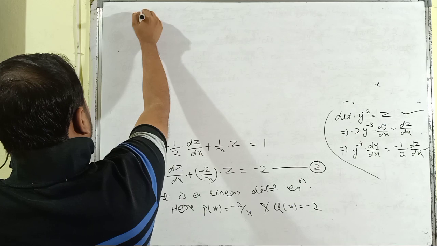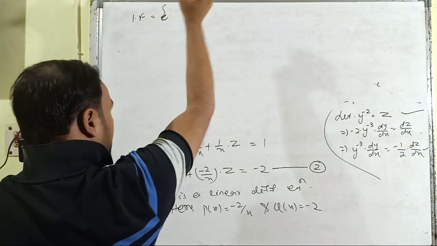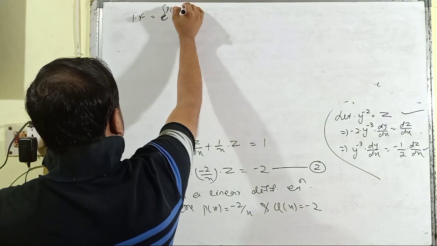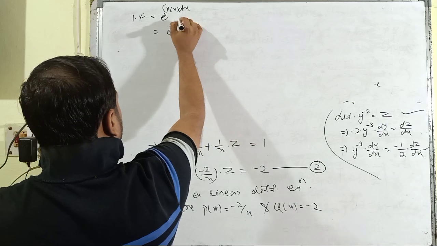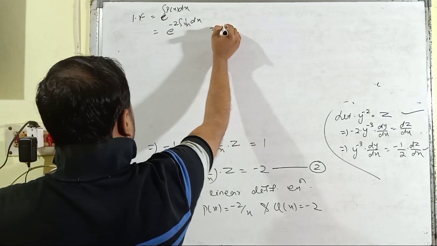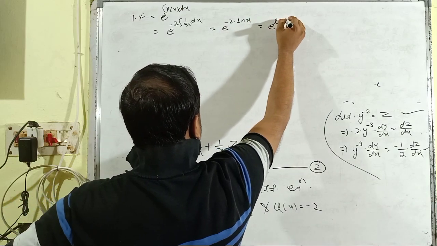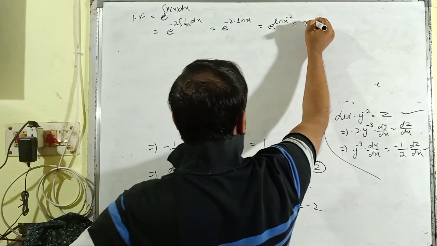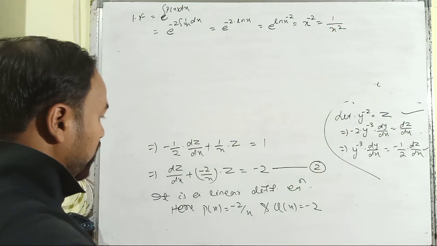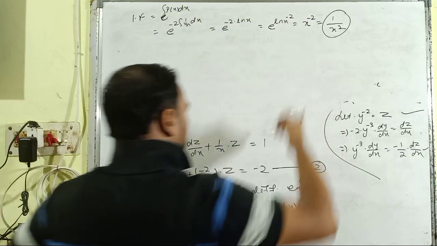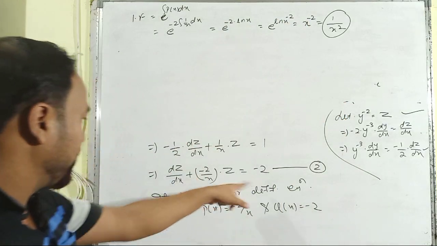Integrating factor is equal to e to the power integral of P(x) dx, that means it is e to the power -2 ln x, and this is e to the power ln x^(-2), that means it is x^(-2), and it is 1/x^2. So the integrating factor is 1/x^2, and we have to multiply this integrating factor to both sides of equation number 2.